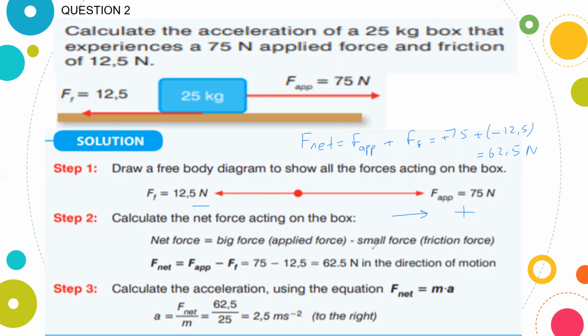You have two options to get net force. First option, big force minus small force. Second option, you choose positive and negative, and then you finalize. If you are getting positive, your net force direction is positive, east. If you are getting negative, maybe in another question, your direction is west. That's it. So F net is also done.